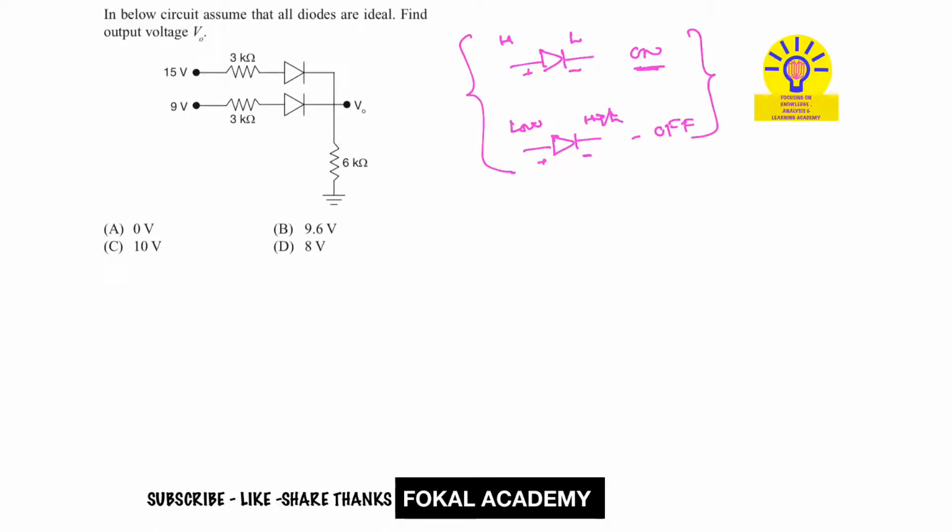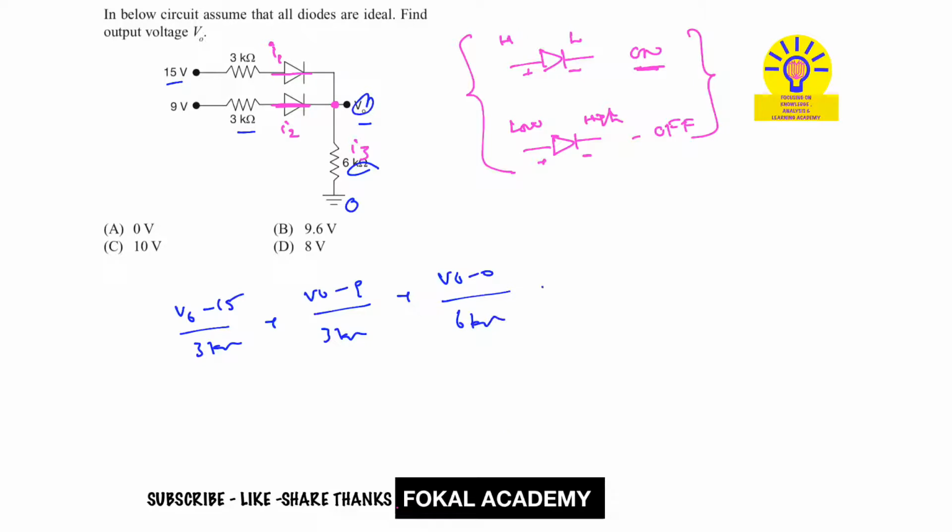Now see here, first of all, assume that these two diodes are in the on state, that means both are short circuited. So in this, I1 current is there, I2 current is there, and I3 is entering. Now write the KCL equation at this node. So we get (V0 minus 15) by 3 kilo ohms plus (V0 minus 9) by 3 kilo ohms plus (V0 minus 0) by 6 kilo ohms, that's equal to 0.